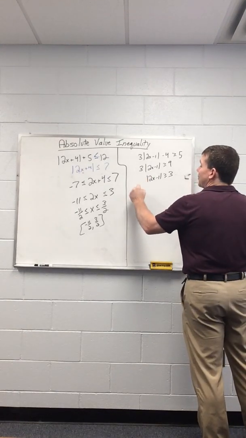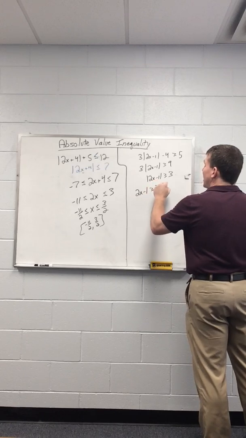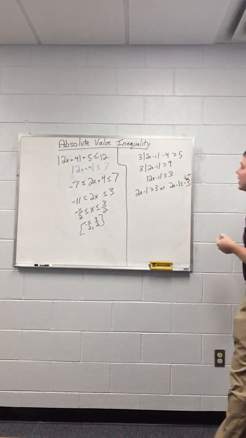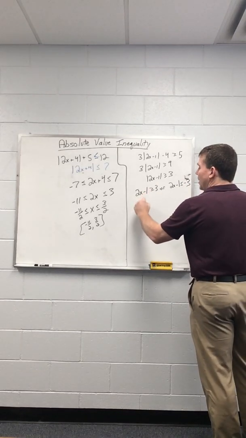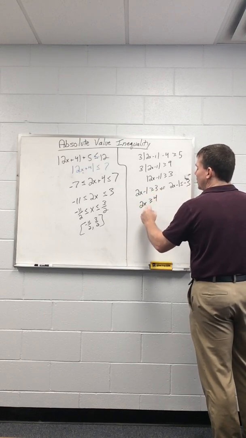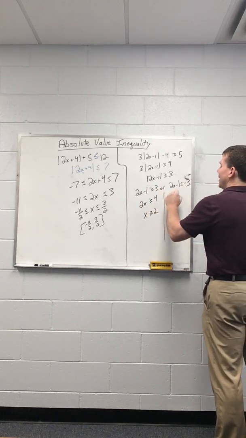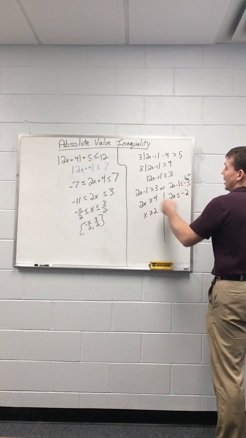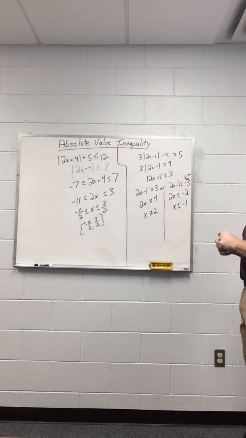Now I have the absolute value by itself is greater than or equal to a. Remember, now I get two separate solutions. 2x minus 1 is greater than or equal to 3, or 2x minus 1 is less than or equal to negative 3. And then I solve those separately. Add the 1 here. 2x is greater than or equal to 4. Divide by 2. X is greater than or equal to 2. Add the 1 here. 2x is less than or equal to negative 3 plus 1, which is negative 2. Divide by 2. X is less than or equal to negative 1.